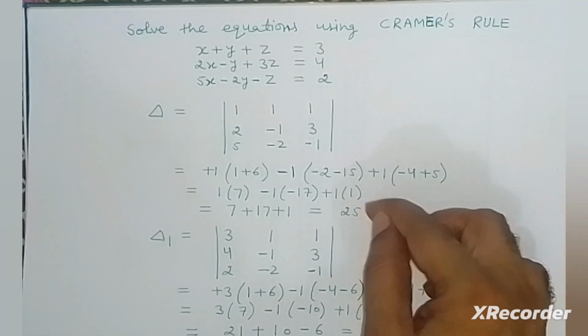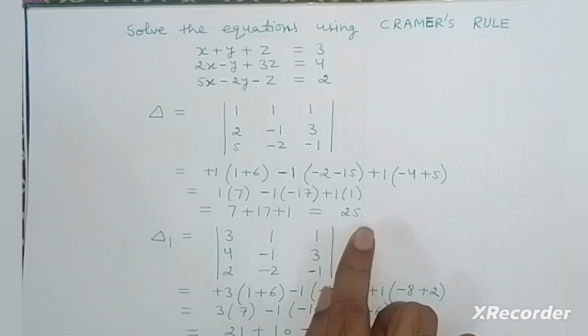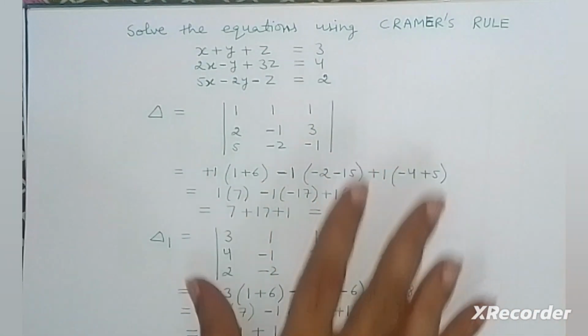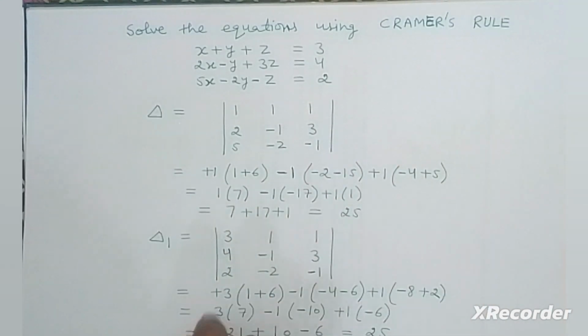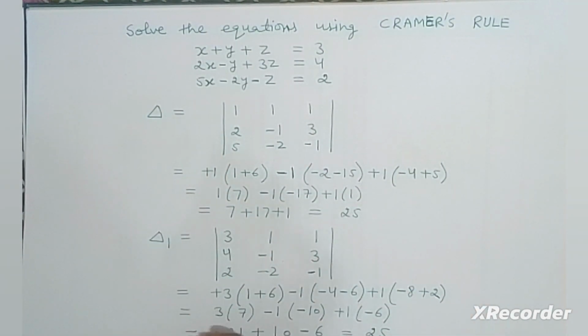is not 0, then we can apply Cramer rule. Here the value of determinant is 25, which is not 0, hence we can proceed further and apply Cramer's rule to solve the system of linear equations. This method of Cramer's rule is very important for mathematics in class 11 and class 12.